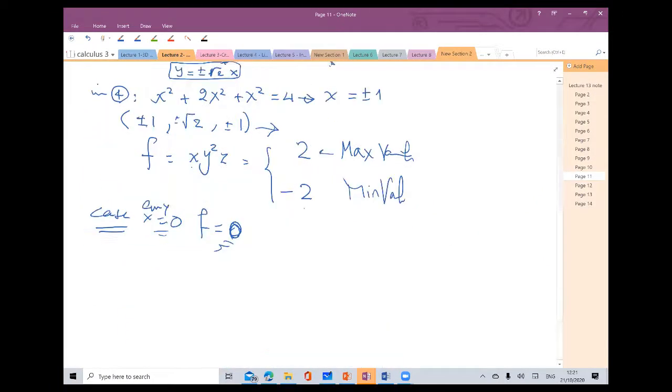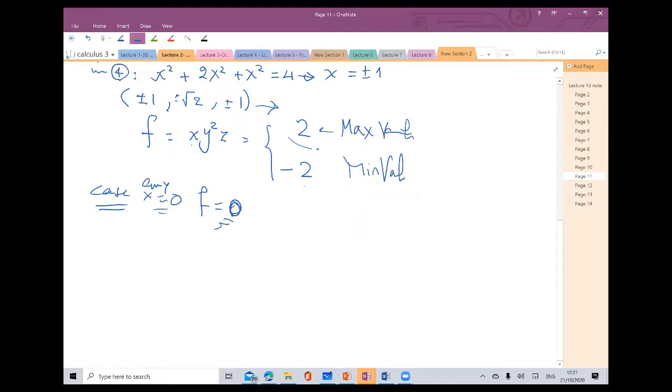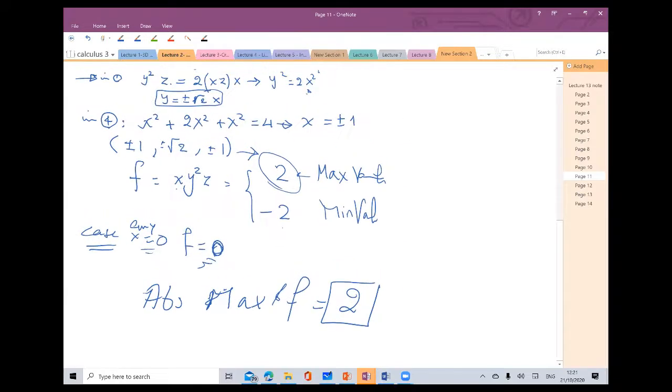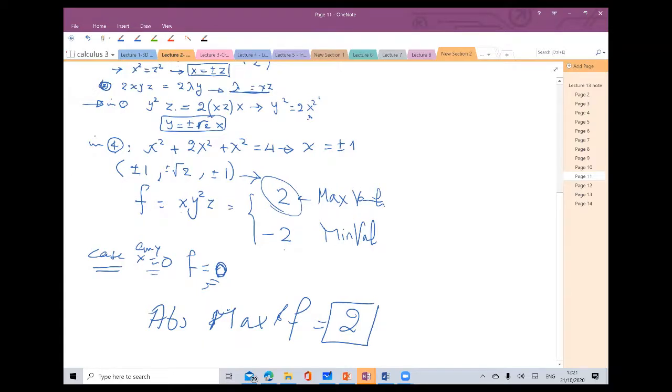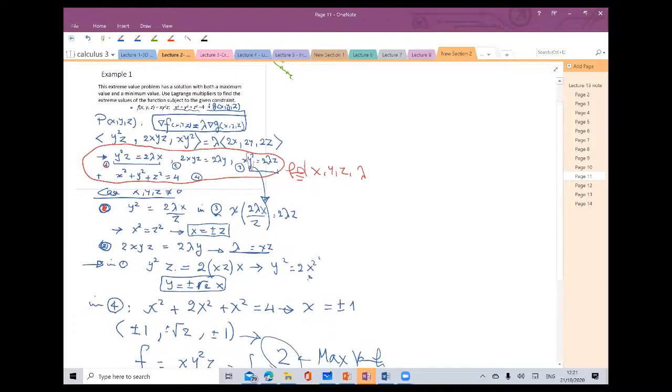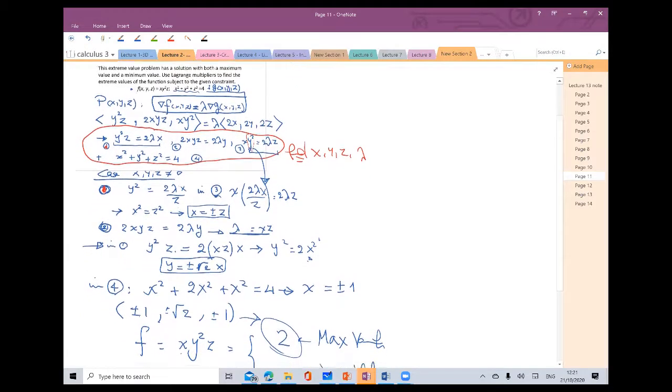To interpret what I found: what does this mean? Is this the maximum of the function? Can I tell you that the absolute maximum of f is 2? Can I say this? Is the absolute maximum of this function 2, or not? You are telling me the maximum value is 2. Is this the absolute maximum of the function without saying subject to anything? No, it's not the absolute.